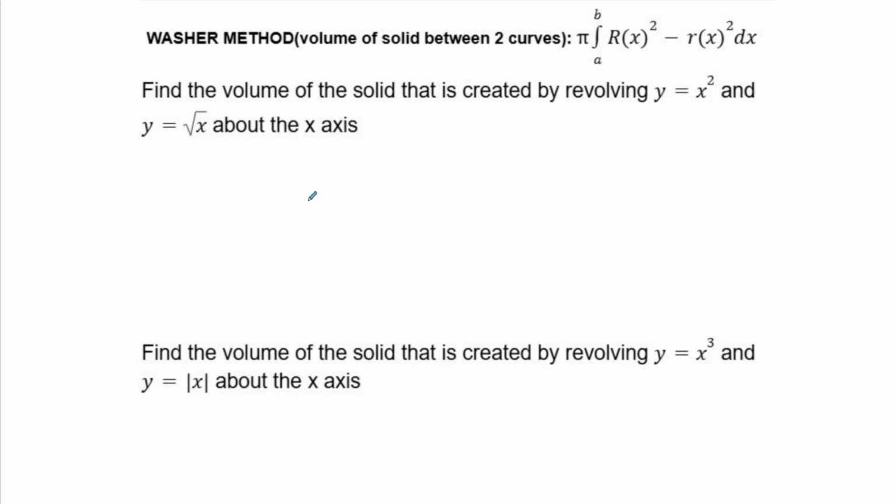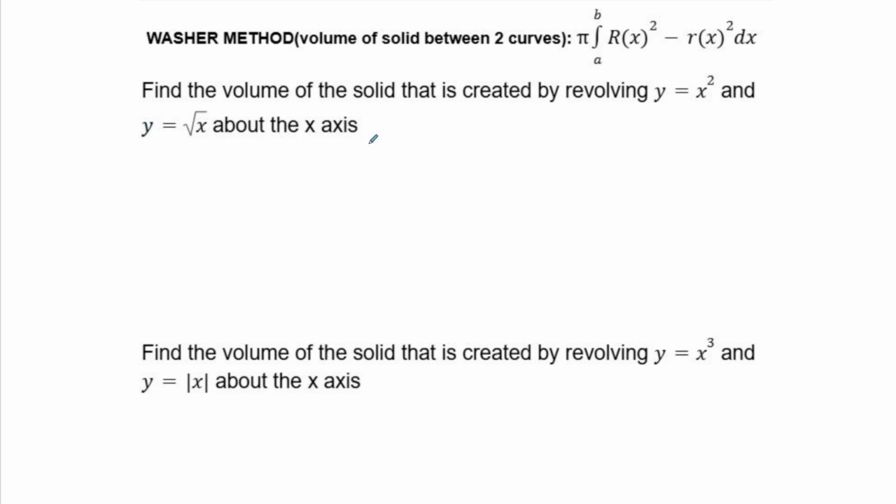If we are trying to find the volume, but it is between two curves, we are going to use the washer method. When we found the area between two curves, we did f of x minus g of x. Now we're going to do R of x squared minus r of x squared dx. Okay, so let's just take a look at some examples.